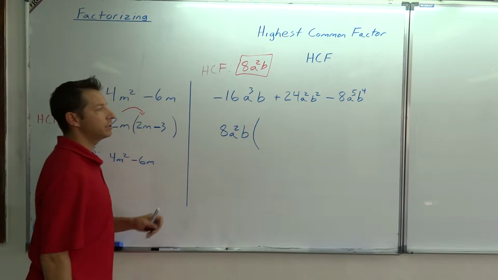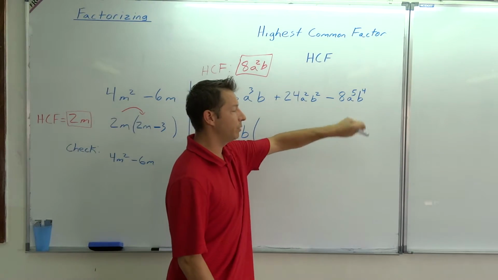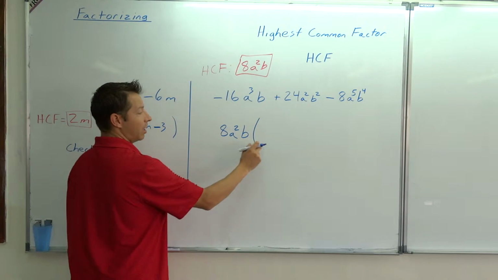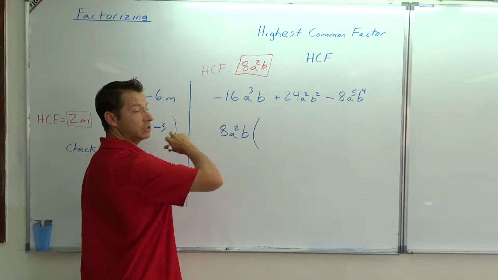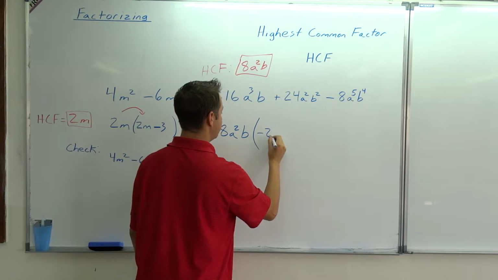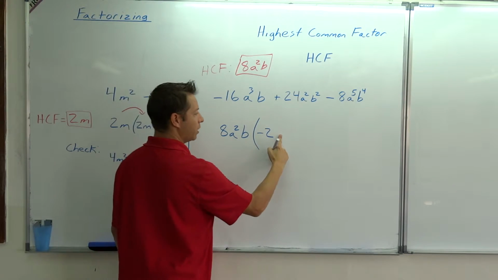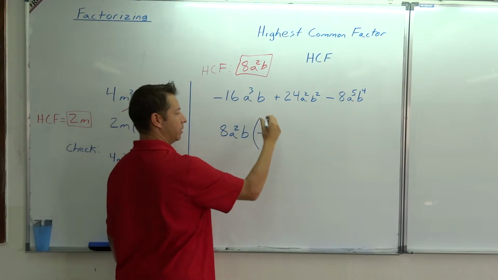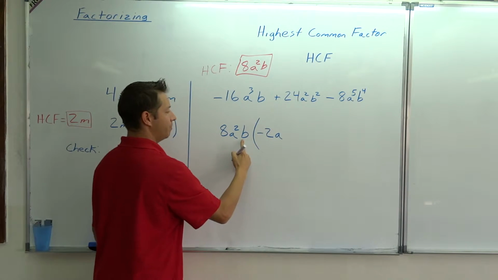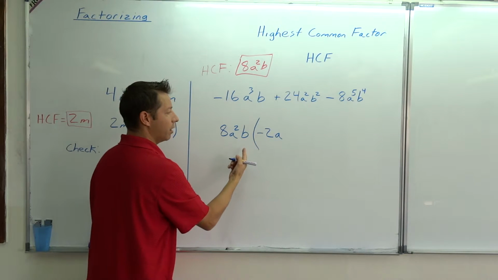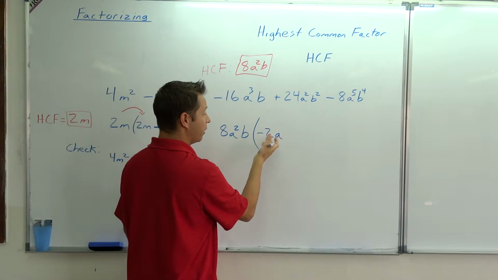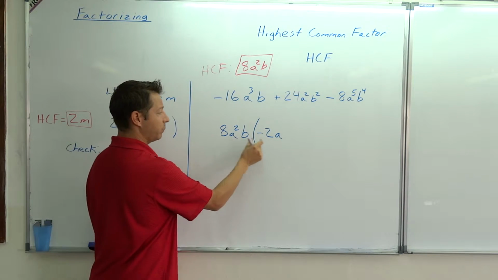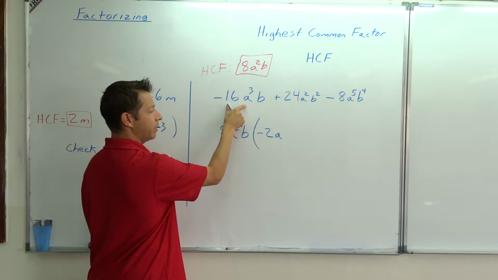I set up my brackets. Now inside of that I should have three separate terms. 8 times what is going to give me negative 16? Well, that's negative 2. A squared times what is going to give me a cubed? That's going to be a. And b times what? Well, I've already got it. It's times 1, so I've already got the negative 2 there. Notice if I multiply this by this, I should end up with this.